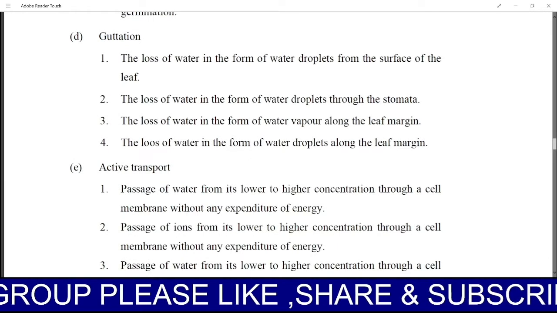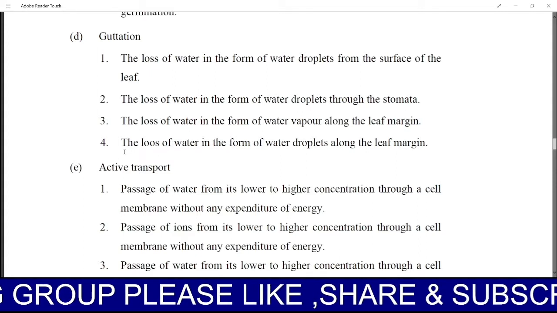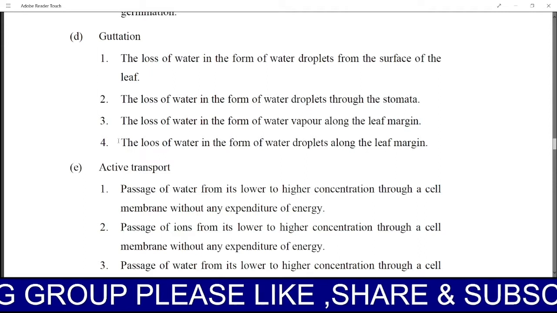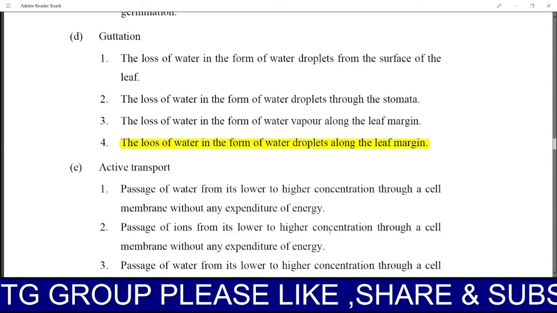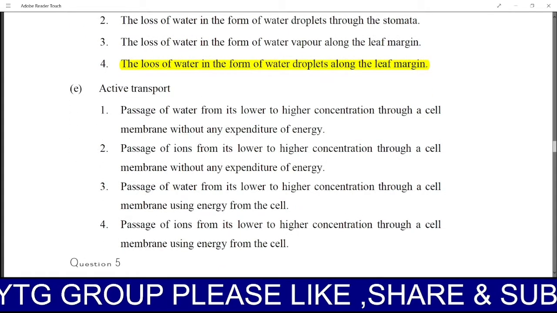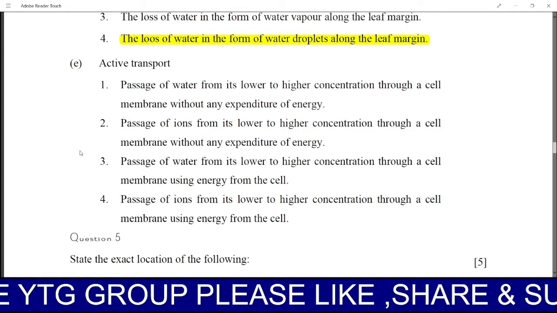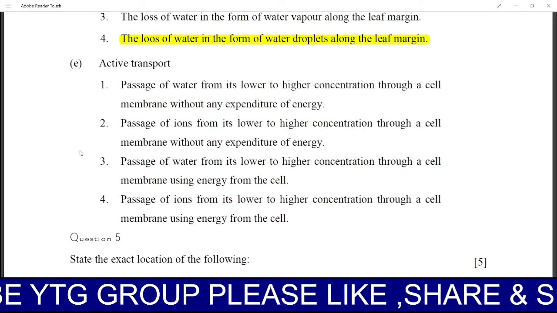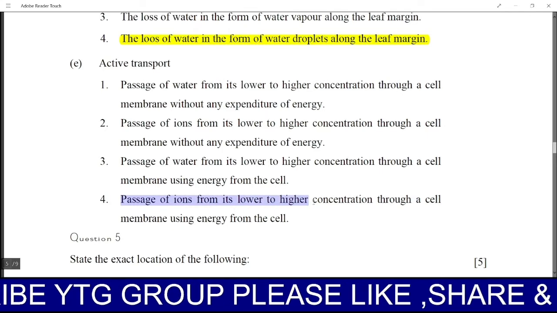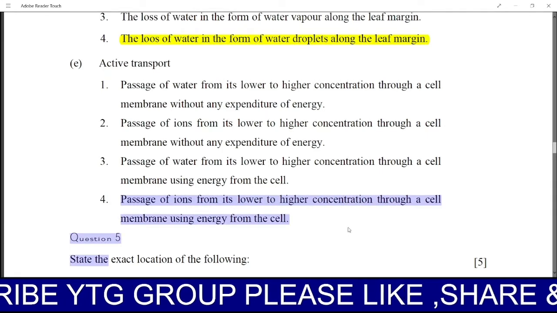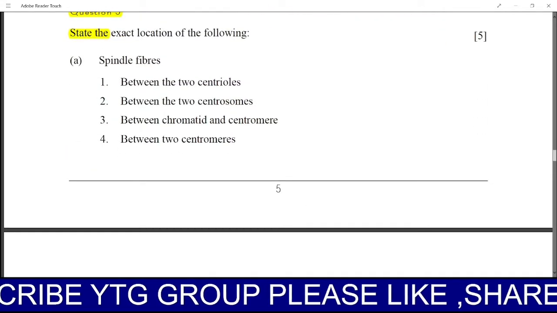Now, guttation. What is guttation? The loss of water in the form of water vapor along the leaf margin is known as guttation. Now next is active transport. What is active transport? The passage of ions from lower to higher concentration through a cell membrane using energy from the cell is known as active transport. Now let's do question number 5.